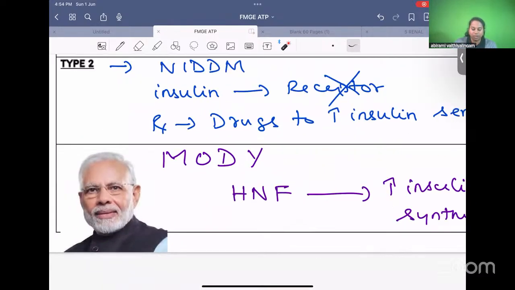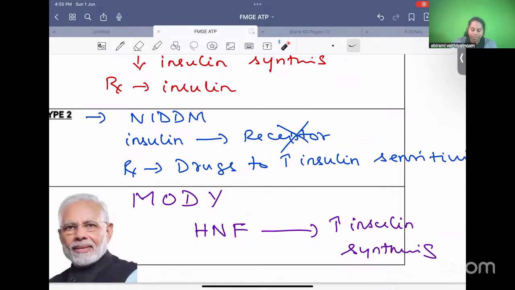Yes, what is the other one? MODY, maturity onset diabetes of the young. What is the problem here in MODY? Defect in HNF, hepatocyte nuclear factor.